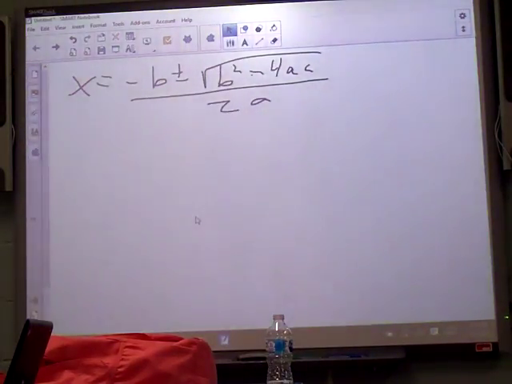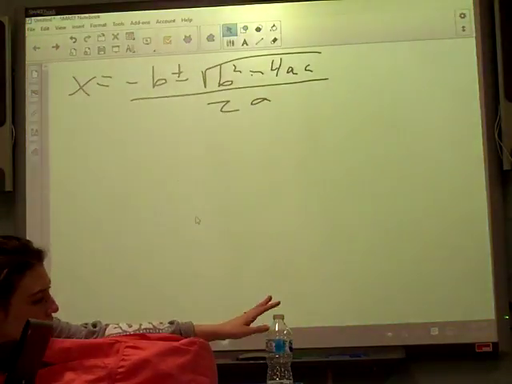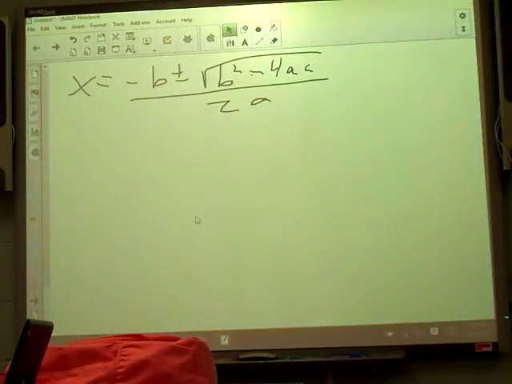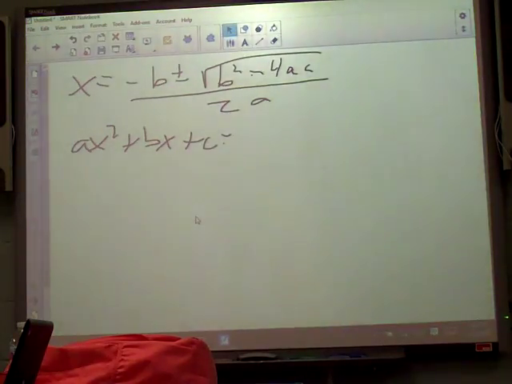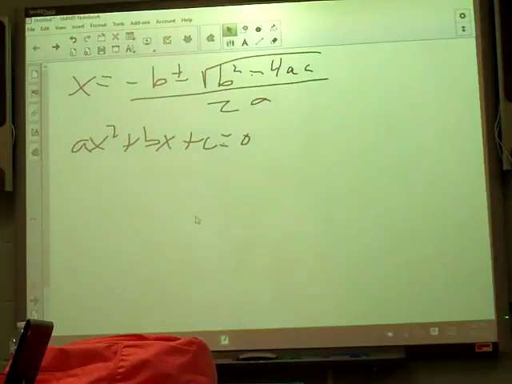Now, important to go along with that. You've got the quadratic formula there in your notes. We have to remember what the standard form of a quadratic looks like, so we'll know where our A, B, and C come from. Standard form of a quadratic is ax squared plus bx plus c is equal to 0. That's where your A, B, and C come from.